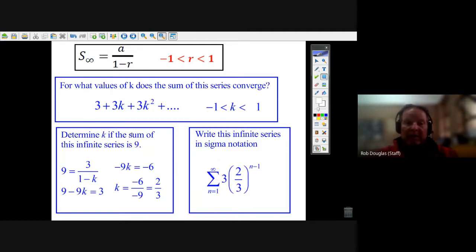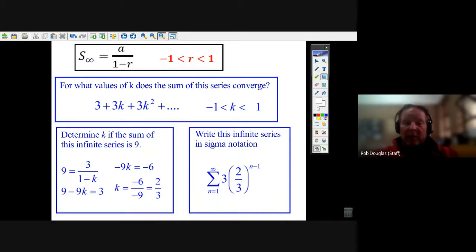Now it says determine the sum of this infinite series. Determine k if the sum of the infinite series is 9. Well, that means the S part's 9. And we go a, the first term is 3, and we're trying to figure out R or k, the thing it's getting multiplied by. So you'd get a mark for that. And then maybe one if you went 9 times 1 minus k, if you took away 9 and got minus 6, and then if you divided by minus 9, you'd get k equals 2 over 3.